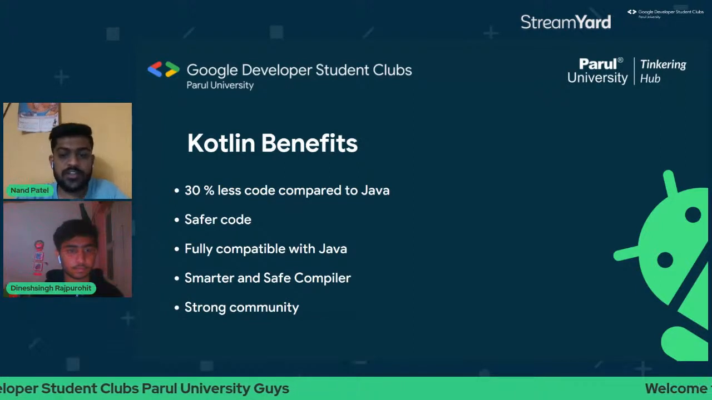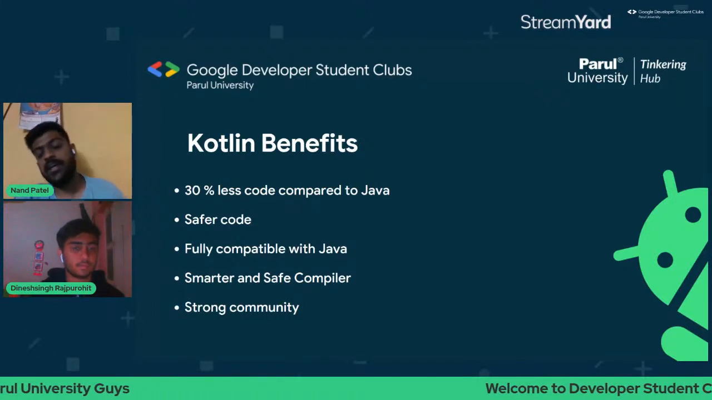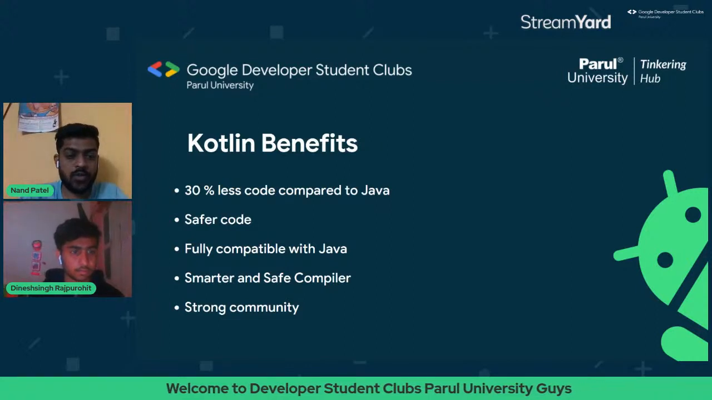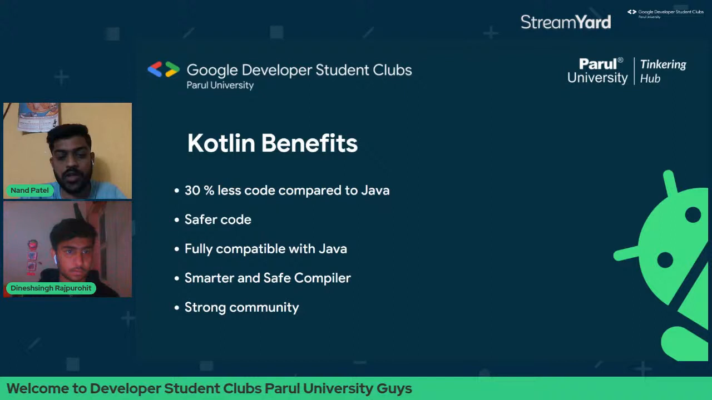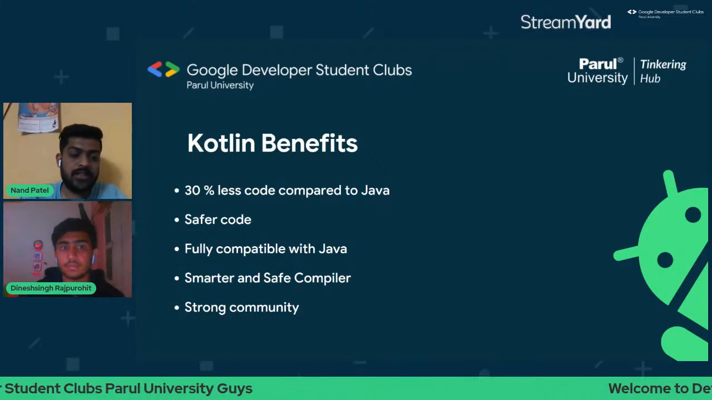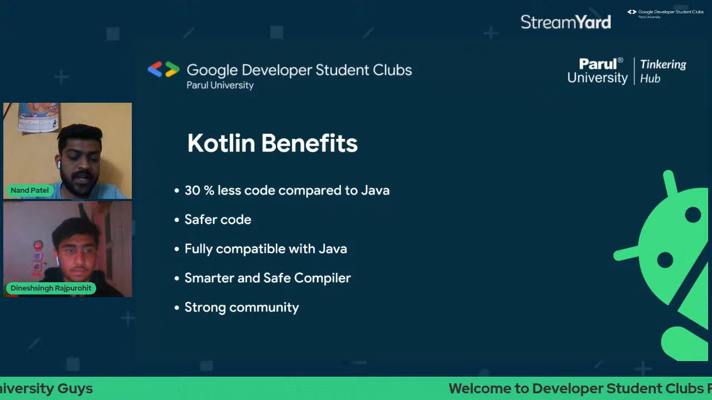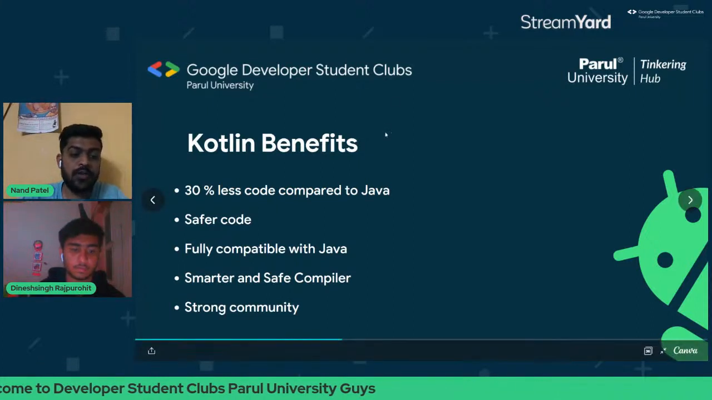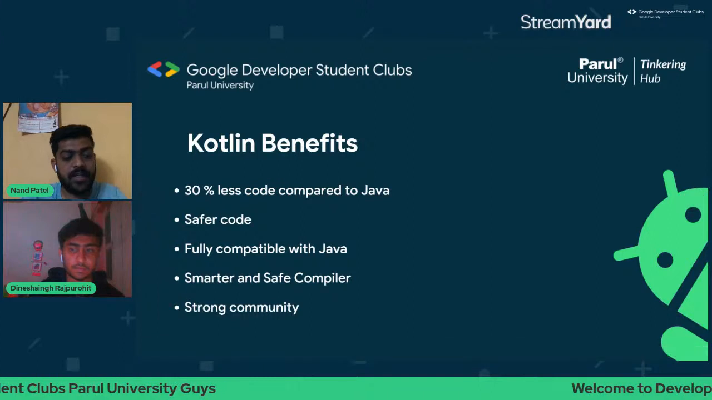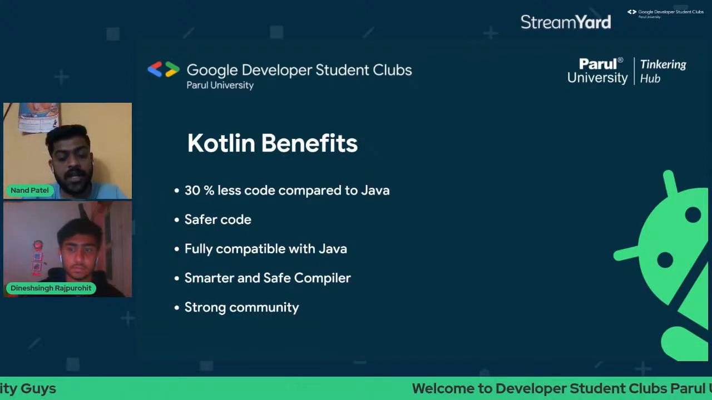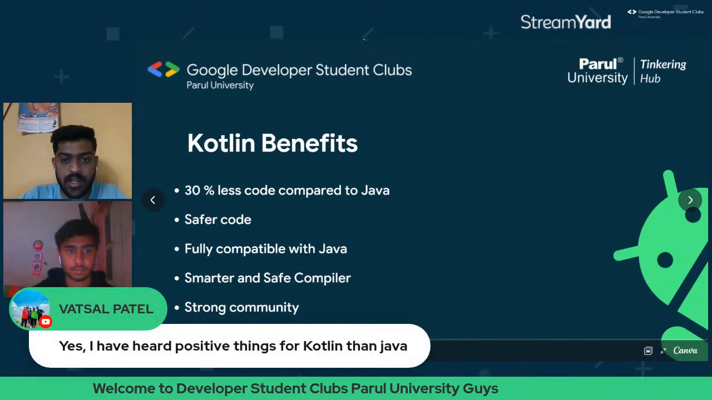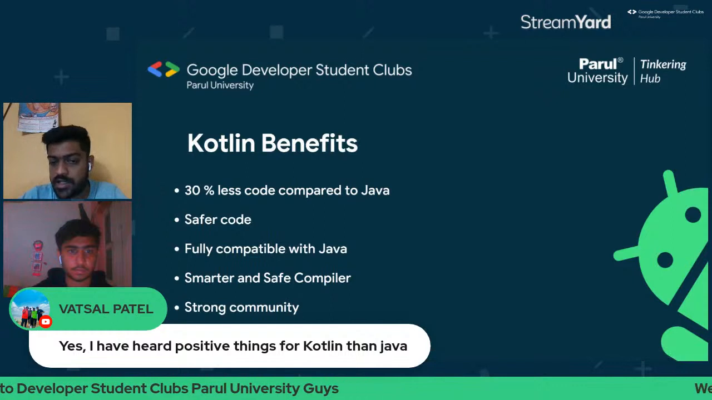Yes, exactly. The benefit is that in Java you have to write so many lines of code, so Kotlin reduces code by 30% compared to Java. It's also safer code. The security has been enhanced, and they take care of future features. Kotlin is fully compatible with Java, it has a smarter and safer compiler, and a strong community. So in the chat box, give me a reply: have you ever experienced Kotlin?